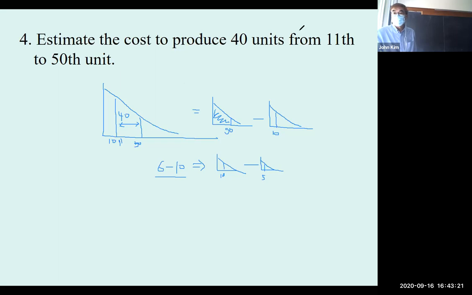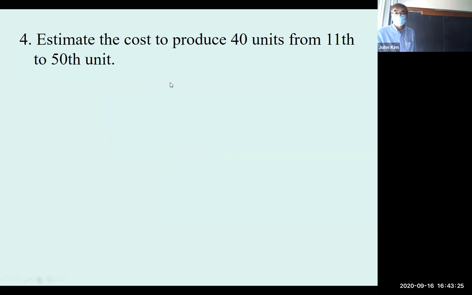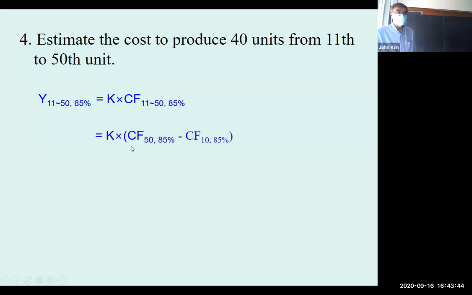So, y 11 to 50 cumulative at 85 equals K times cumulative factor from 11 to 50, that is the same as K times cumulative factor 50 minus cumulative factor 10. Because we need from 11, so subtract up to 10. Keep in mind, don't subtract up to 11, subtract minus 1, where the area starts.